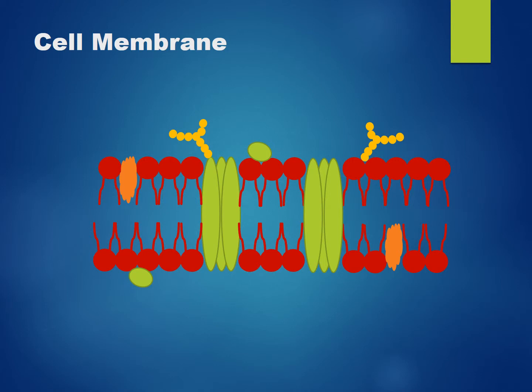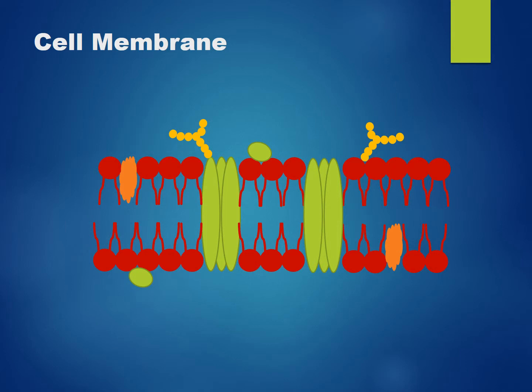Membrane proteins can be divided into two categories: integral proteins, which span the entire length of the phospholipid bilayer, and peripheral proteins, which are present on either the inner or outer portion of the phospholipid bilayer. Proteins are colored in green.